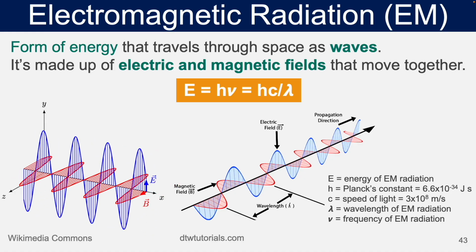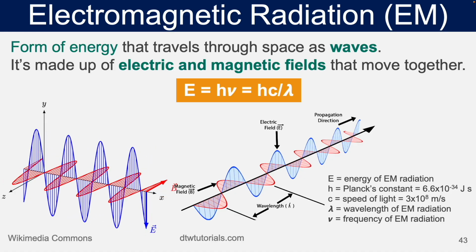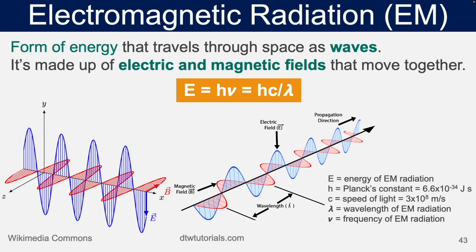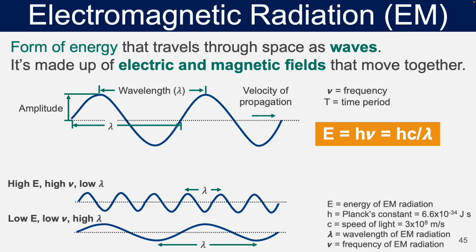This simple relation connects the microscopic quantum world with the observable behavior of waves in space. Let's zoom in on the anatomy of electromagnetic waves, and I'm going to call it EM in short. The wavelength lambda is the distance between successive peaks of the wave, and the frequency nu is how many cycles occur per second. The amplitude is the height of the wave, which relates to its intensity, and the velocity of propagation is always c, the speed of light in a vacuum.